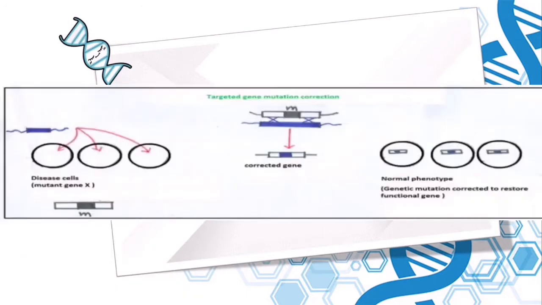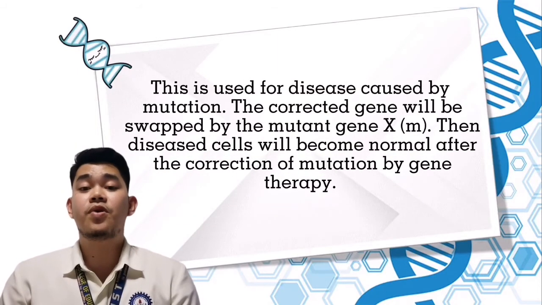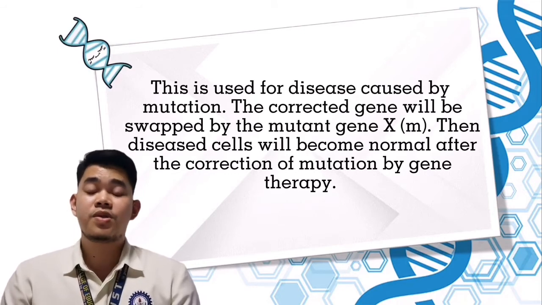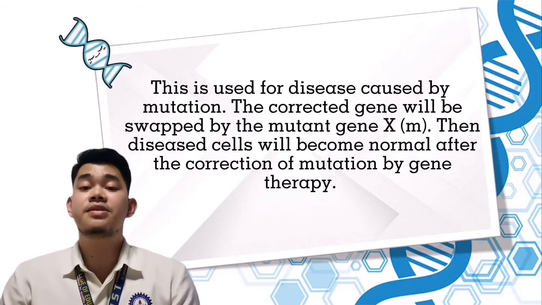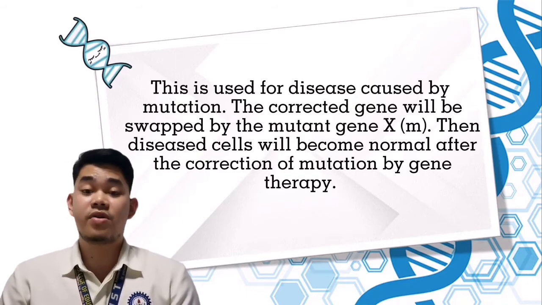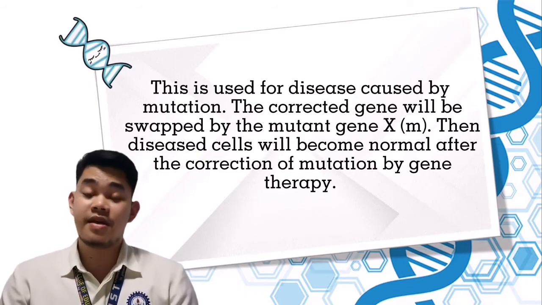As we can see in this figure of the targeted gene mutation correction, we have the disease cell with the mutant gene X, in the middle we have the corrected gene, and on the other side we have the normal phenotype, with the genetic mutation corrected to restore the functional gene. This is used for diseases caused by mutation. The corrected gene will be swapped for the mutant gene X, and then the disease cells will become normal after the correction of the mutation by gene therapy.